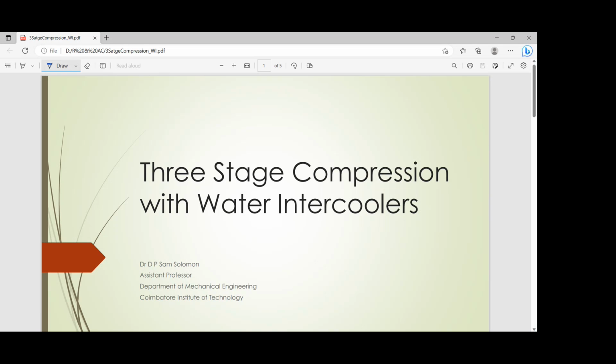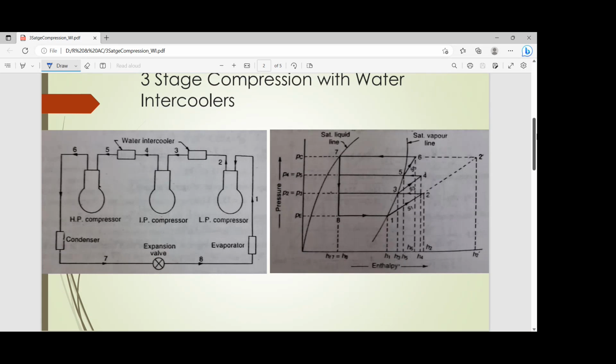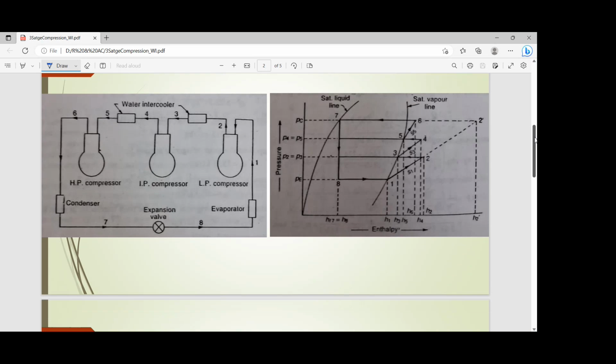Welcome back. In this video lecture, we will talk about three-stage compression with water intercooling. Okay, so let's move on to the schematic and the corresponding pH diagram. This is going to be very simple. Why? Because I'm going to have three water intercoolers here, but the mass flow rate remains the same. The mass flow rate that flows through the low pressure compressor, intermediate compressor, and the high pressure compressor, as well as the water coolers, all are going to be the same.